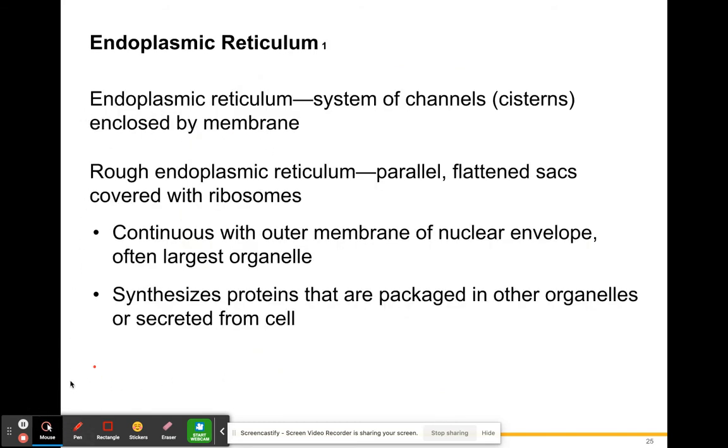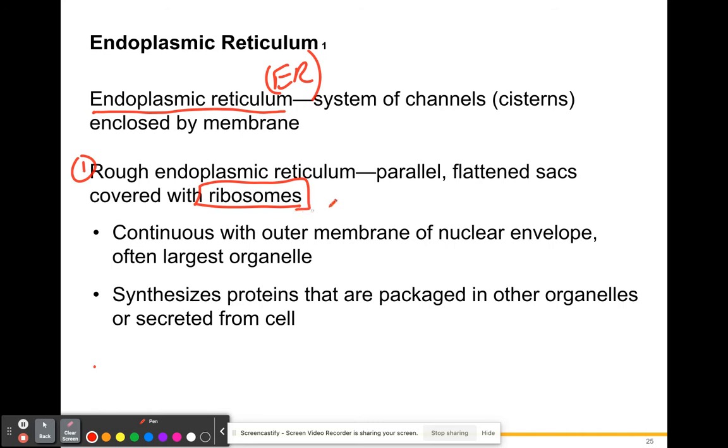The endoplasmic reticulum is another organelle, which is a series of channels enclosed by a membrane. We're going to have two types of endoplasmic reticulum. We call it ER instead of saying it over again. We have the rough ER, and on the next slide, we have the smooth ER. What makes it rough and what makes it smooth? The fact that ribosomes are present, which are these little dots that we're going to see on the ER, is what we call the rough ER. We call the smooth ER smooth because it does not have any ribosomes on it.